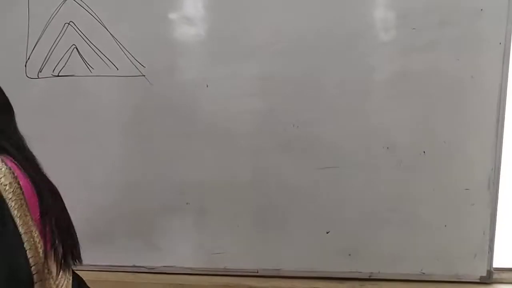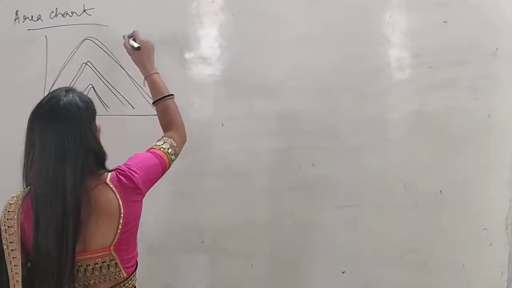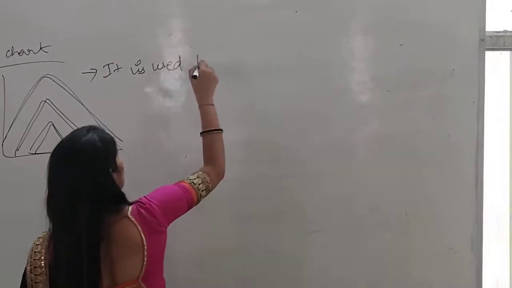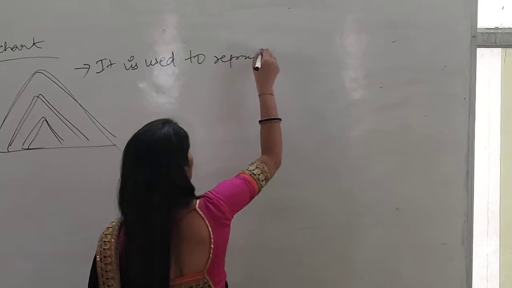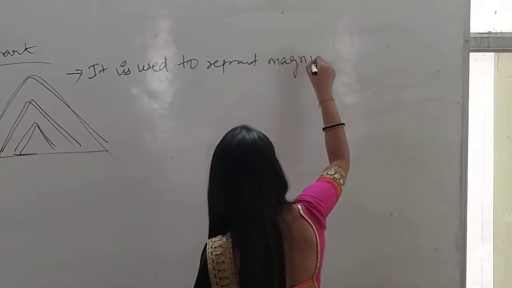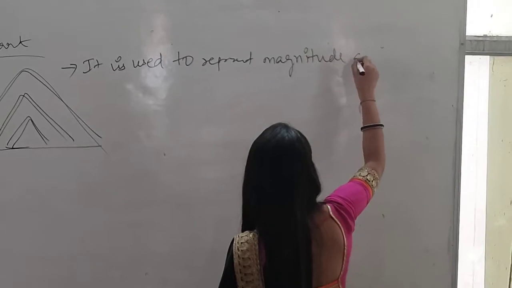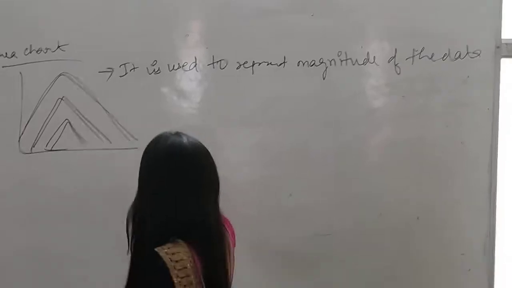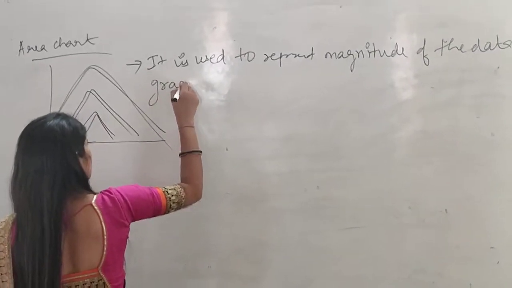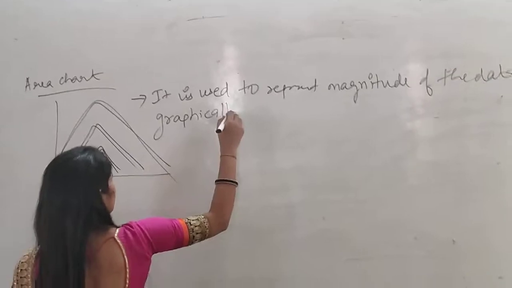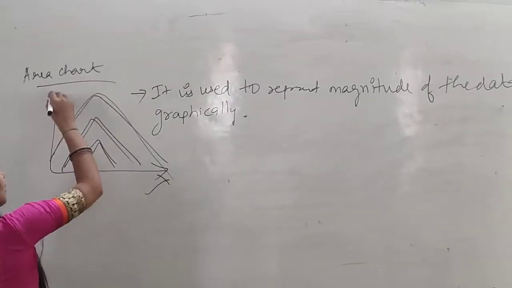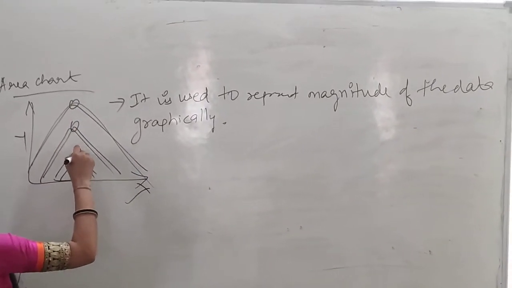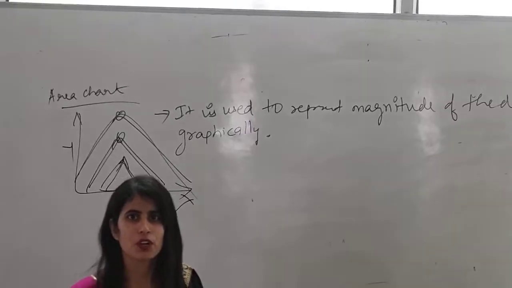The next one is the scatter chart. At first I am writing here, it is used to represent the magnitude of the data graphically. This is the x-axis, this is the y-axis, okay? And this is the magnitude. The highest peak is known as the magnitude of the chart.